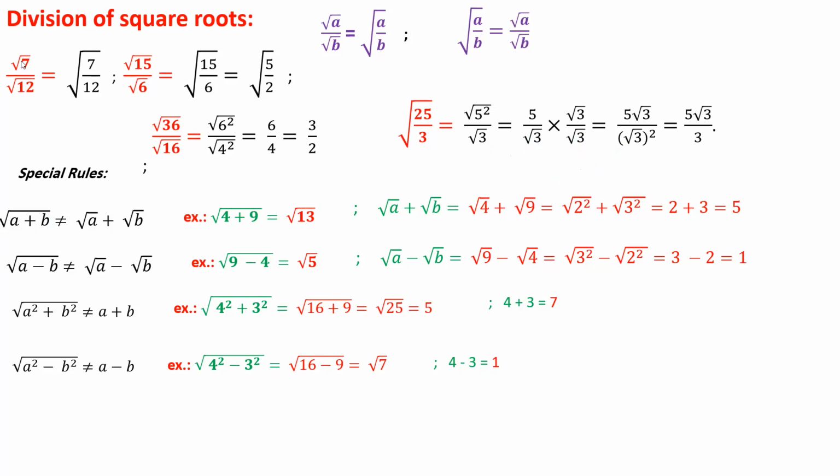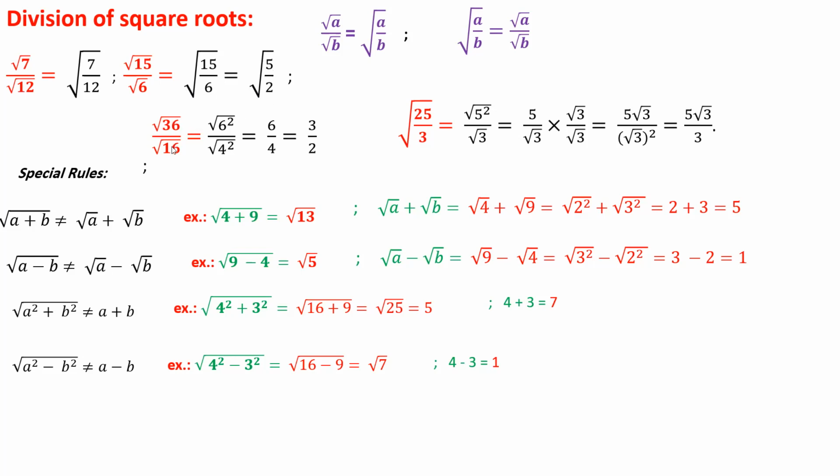For example, radical 7 over radical 12. I write radical 7 over 12. Radical 15 over radical 6, I write it radical and inside 15 over 6. Can I reduce 15 over 6? Yes, I can reduce by 3. So I get radical 5 over 2.